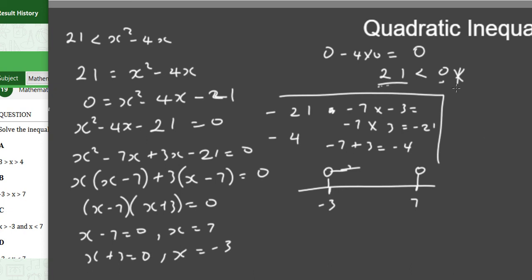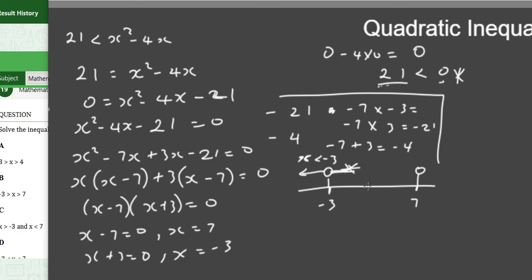So for that reason, x can't be in this zone, right? X must be in this zone. If greater than fails, it means the alternative is correct. So x is in this zone. X is less than minus 3. So that's basically what it means. It can't be greater than minus 3 because we've tested a case where we have x greater than minus 3.